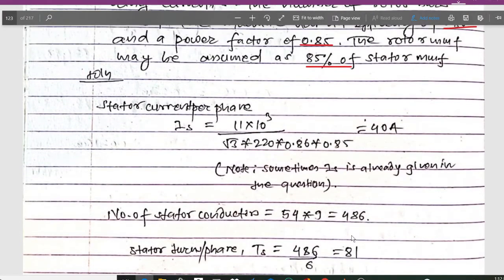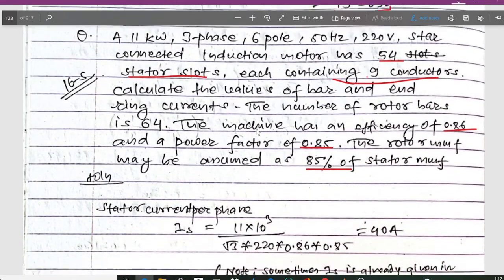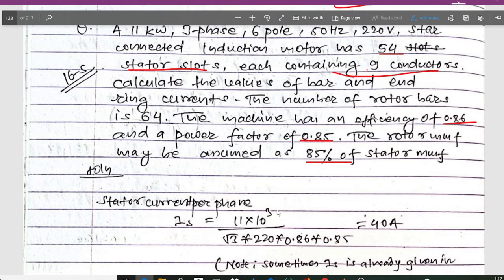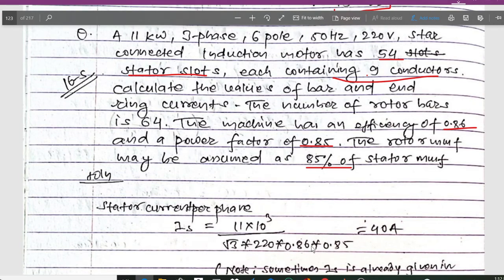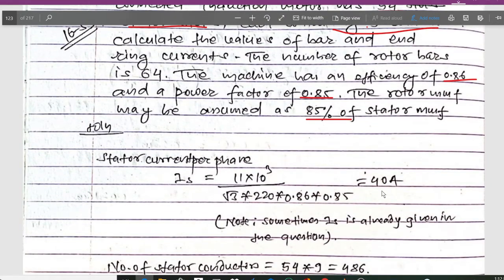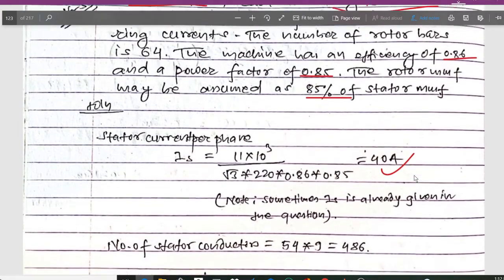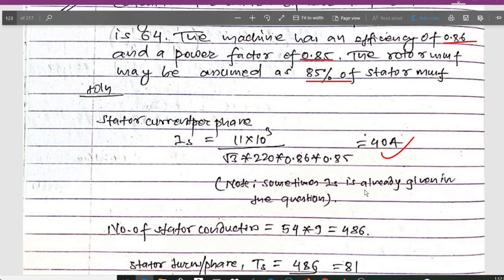So first we need to calculate IS. IS equals P upon root 3 into VS into power factor into efficiency. So 11 into 10 power 3 upon root 3 into 222 into 0.86 into 0.85, and this is going to give 40 amperes. Sometimes in such numerical problems the value of IS is already given in the question, so there is no need to calculate it.